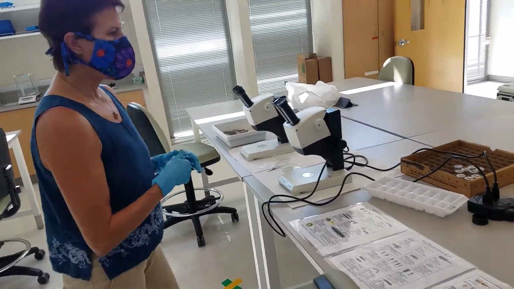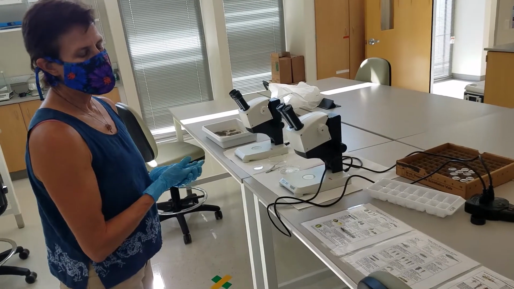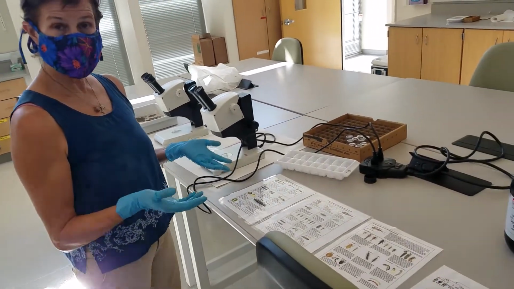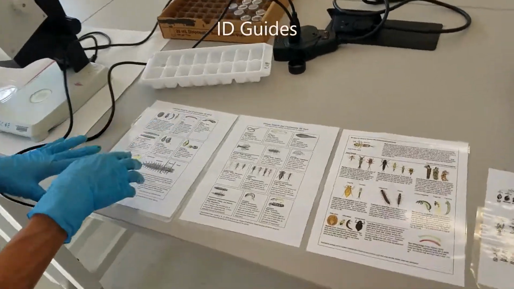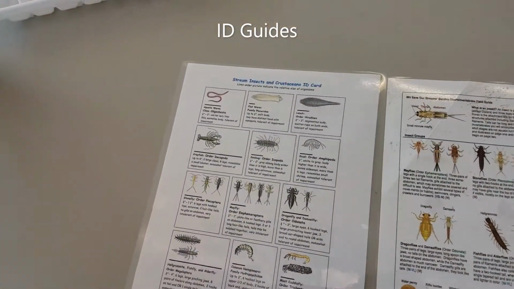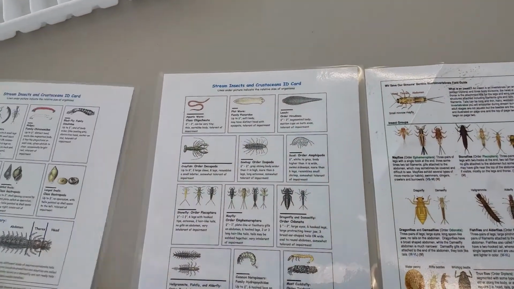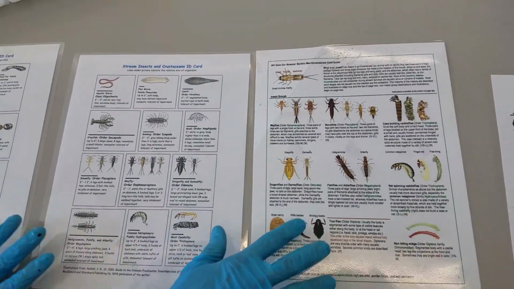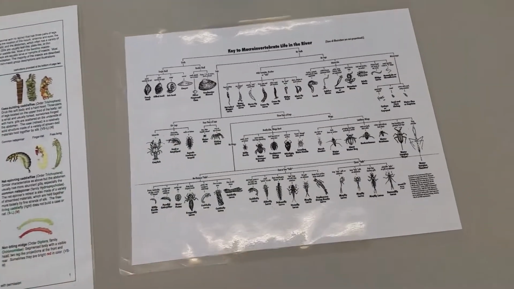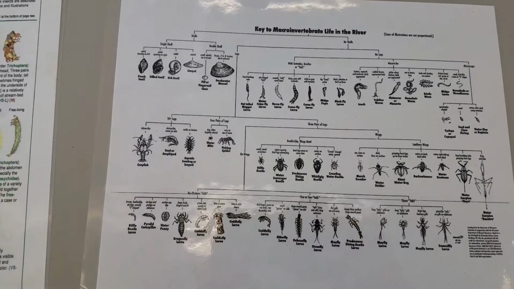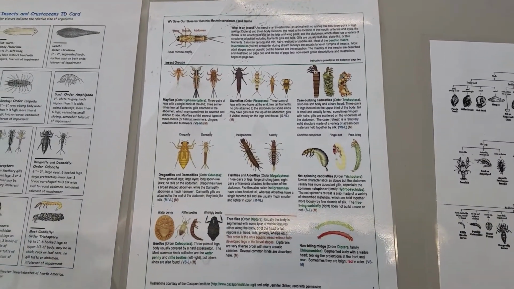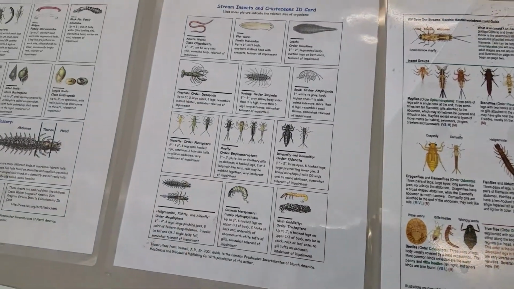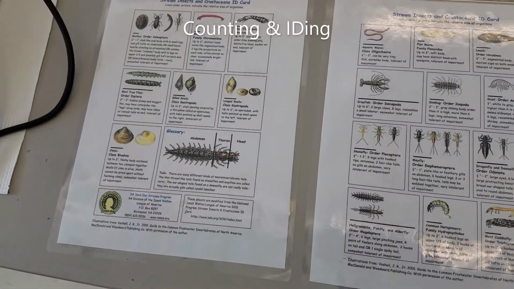Okay, so for benthic macroinvertebrates, we usually have some books available to use for ID, but we also have these ID guides. So they've got one of each, I guess, and then simple ones. So when you see something like this under the dissecting scopes, then you can ID it. So we're basically going to go through a process of counting and IDing.